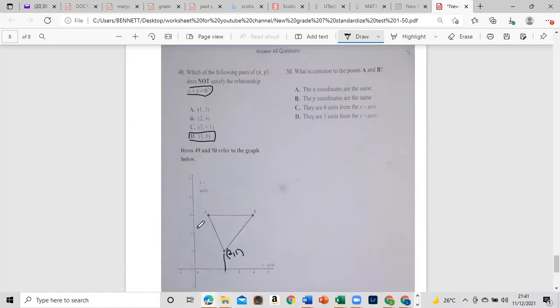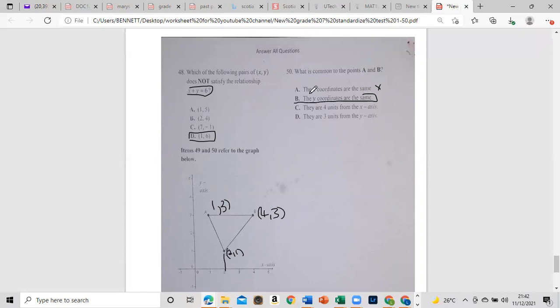Alright, so for A, x is 1, y is 3, and for B, x is 4, and y is 3. So the y coordinates are the same. So we can eliminate this one. So the y coordinates are the same. Yes, that is correct. So the y coordinate is the same. So there we have it. We have our winner.